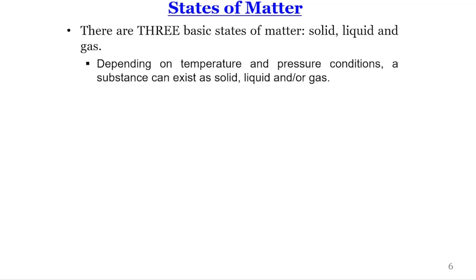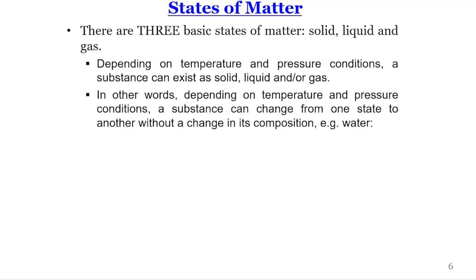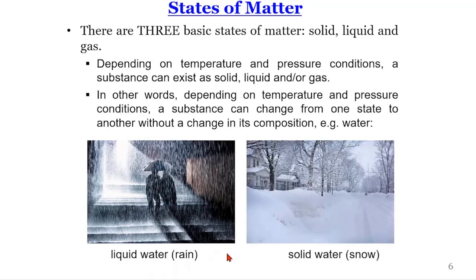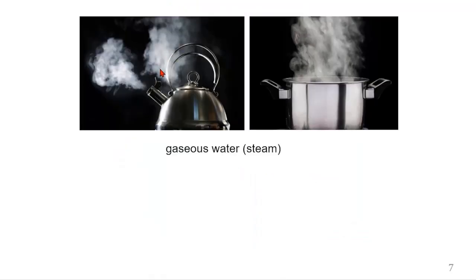Depending on the temperature and pressure conditions, a substance can exist as solid, liquid, and/or gas. That is to say that depending on the temperature and pressure, a substance can change from one state of matter to another without a change in its composition. For example, here is liquid water in the form of rain, and here is solid water in the form of snow, and here is gaseous water in the form of steam from water boiling in a kettle or a pot.